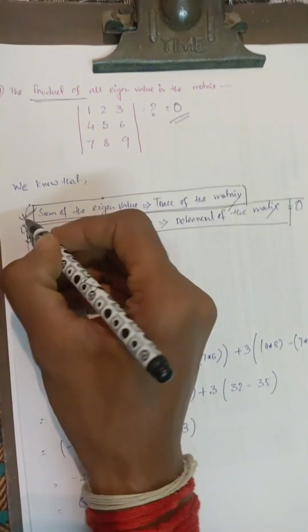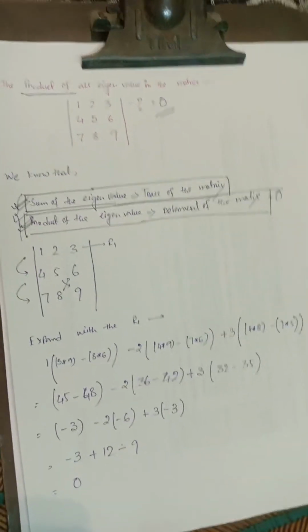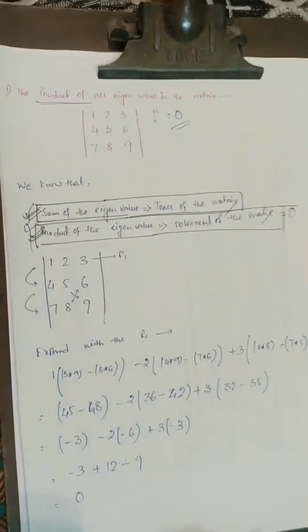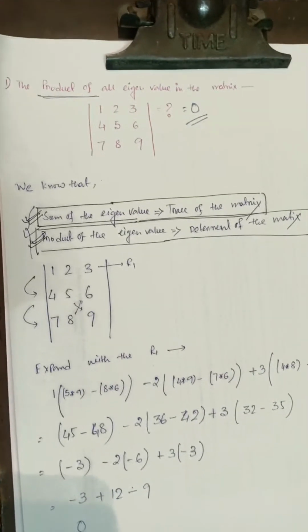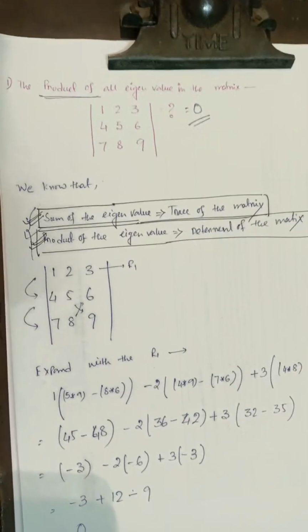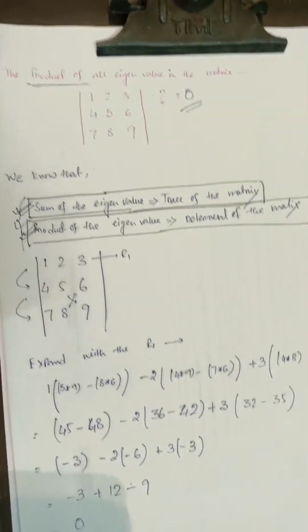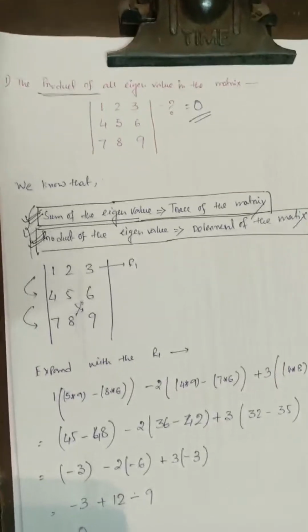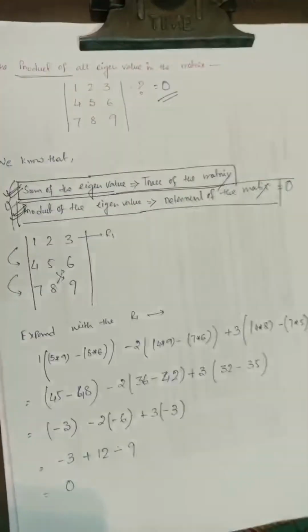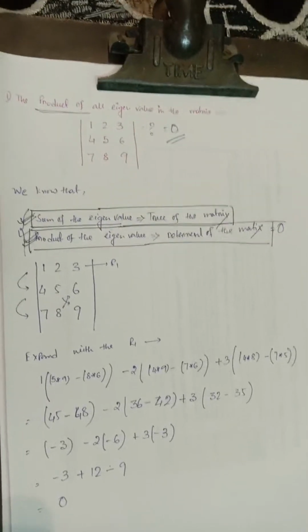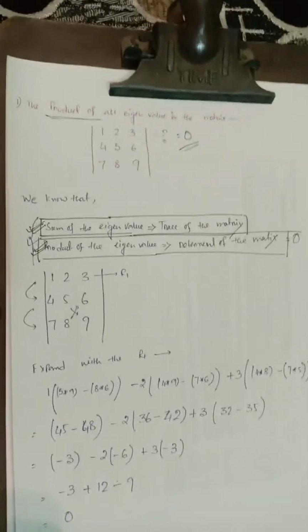These two are the most important concepts in the GATE exam. With these two formulas we can solve most of the questions related to eigenvalues and eigenmatrices. So it is very easy to solve these questions. If anyone has any doubt, then we can proceed to the next question.